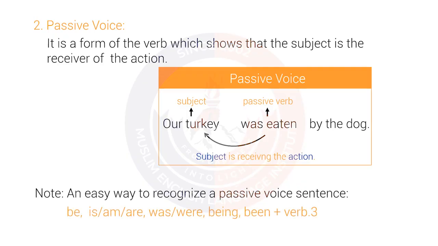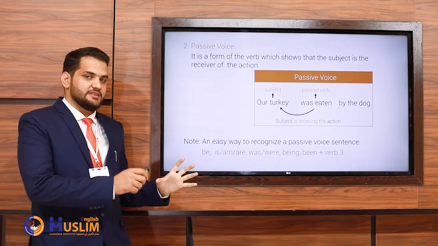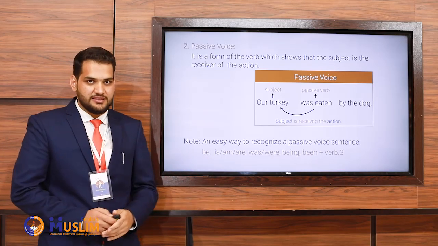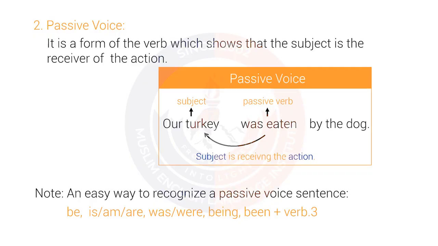There is an easy way of recognizing passive voice. And that is, whenever you see this structure in a sentence, that sentence must have passive voice. Be, or is and are, or was or were, or being or been, plus verb 3.